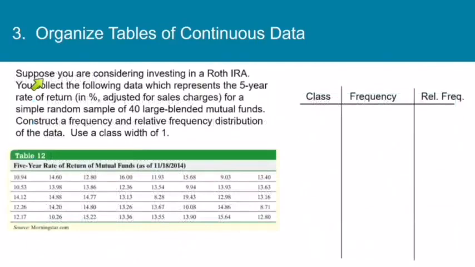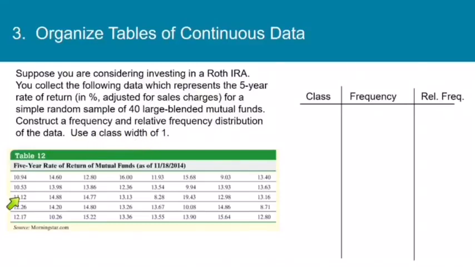Now let's do an example together. Suppose you're considering investing in a Roth IRA. You collect the following data, which represents the 5-year rate of return in percent adjusted for sales charges for a simple random sample of 40 large blended mutual funds. Construct a frequency and a relative frequency distribution of the data. Use a class width of 1.